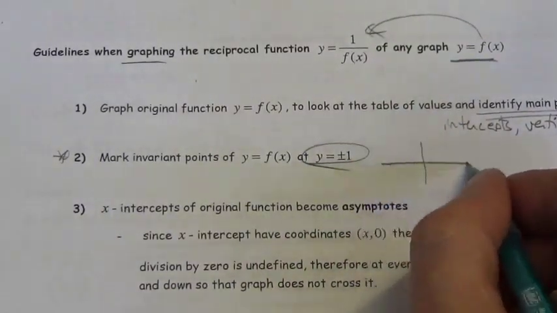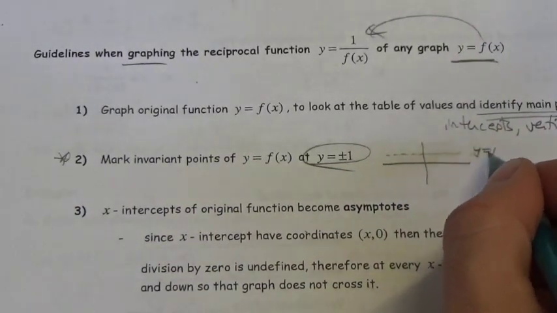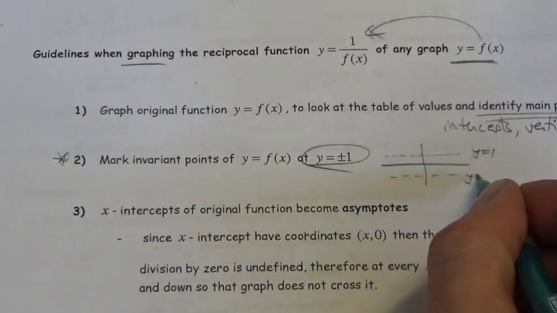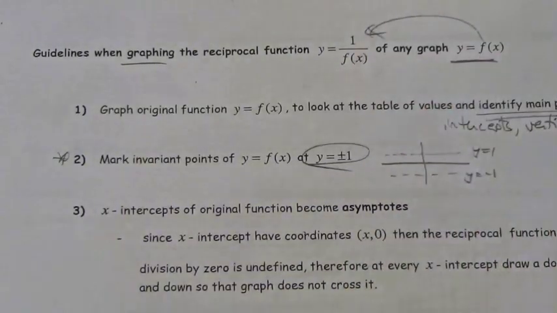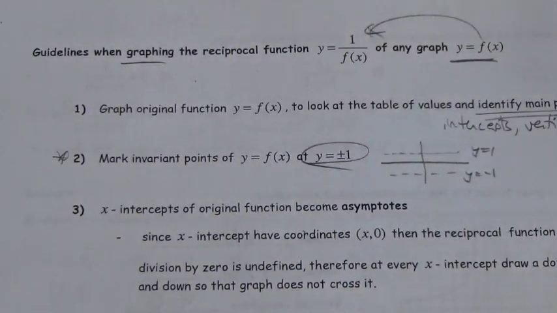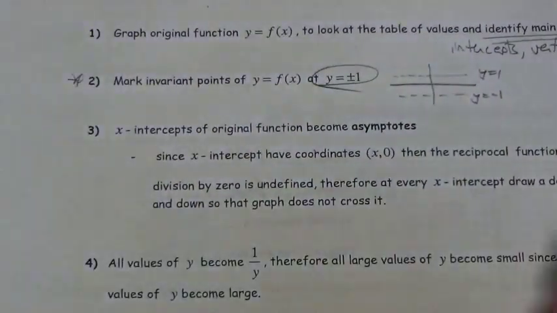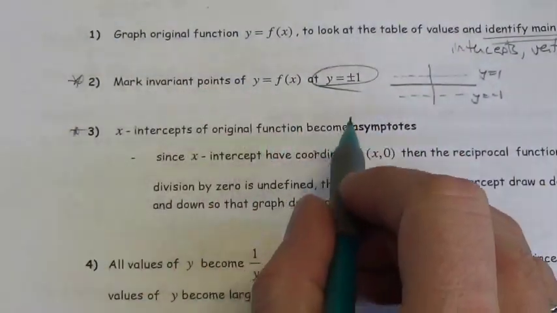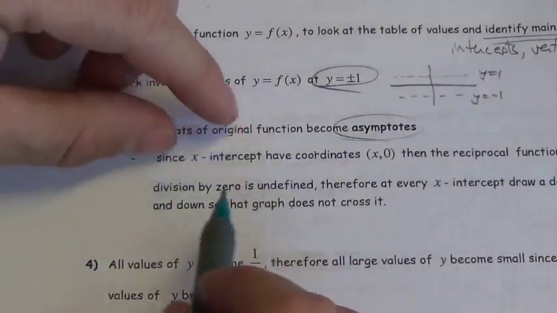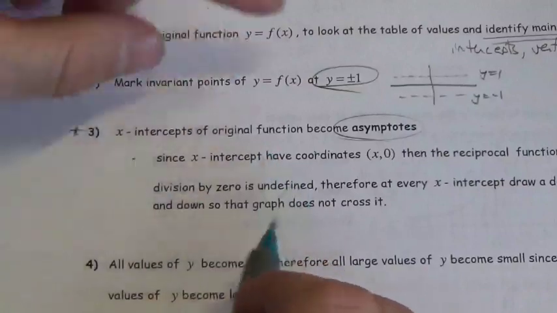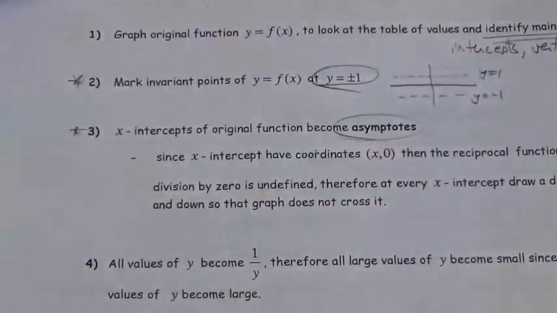Now, usually what that means on your graph is we would draw a horizontal line at y equals 1 and y equals negative 1, and wherever they intersect with the graph, those become your invariant points. Now, important, the x-intercepts of the original function become your vertical asymptotes. That's because, remember, the y-coordinate is supposed to be 0, and when you reciprocate that, you get an undefined. So we're going to identify those for sure.